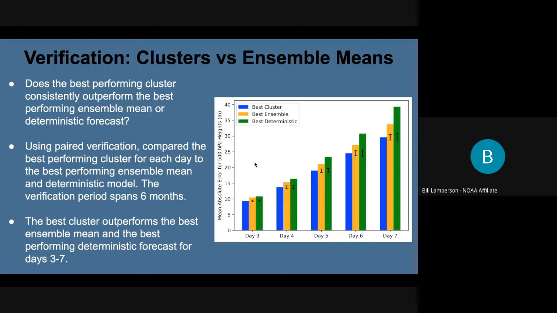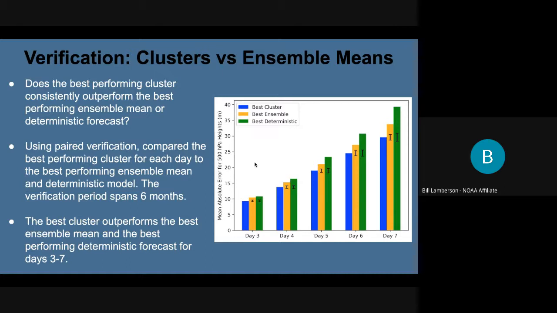One thing I wanted to touch on before we move into the live DESI demo is some verification. So over the past couple of years, we've done a lot of work with the clustering methodology, but we hadn't really done a lot of verification. So one of the things we wanted to look at is, does the best performing cluster consistently outperform the best performing ensemble mean or deterministic forecast?